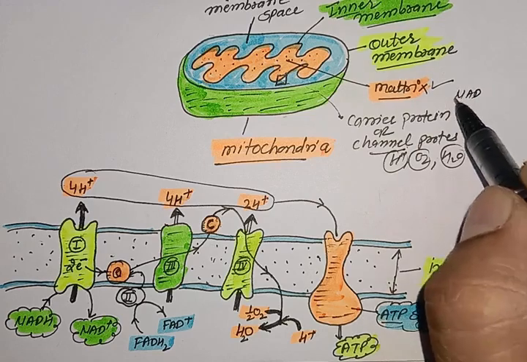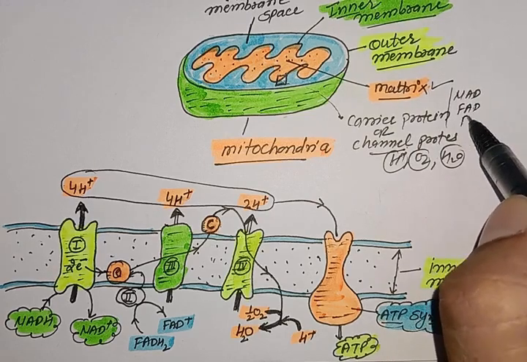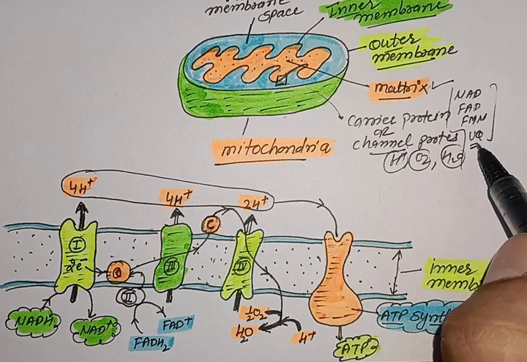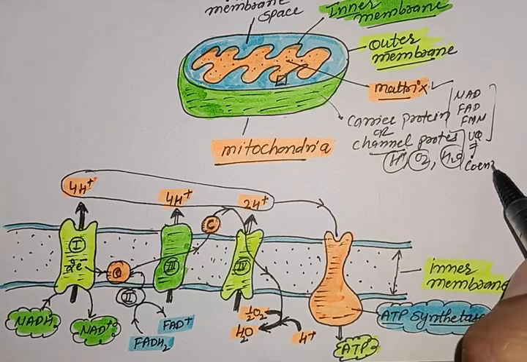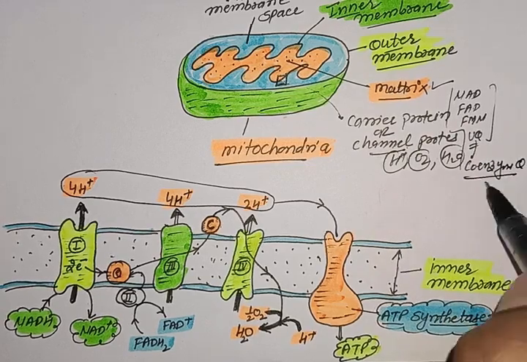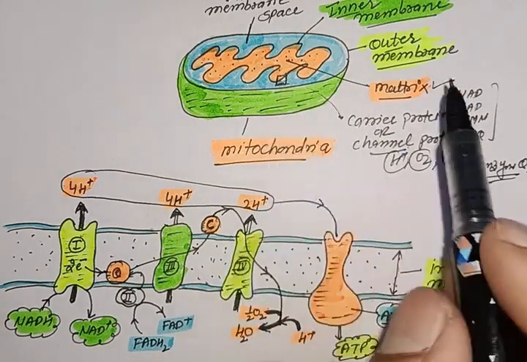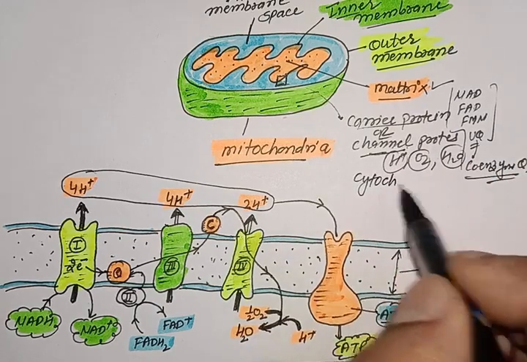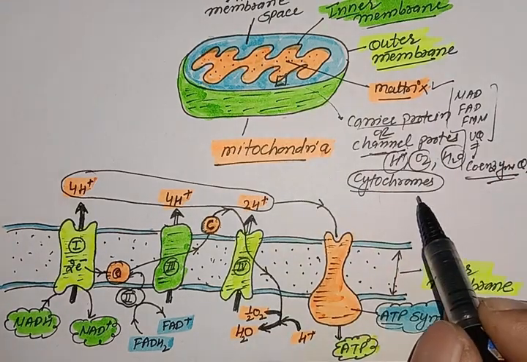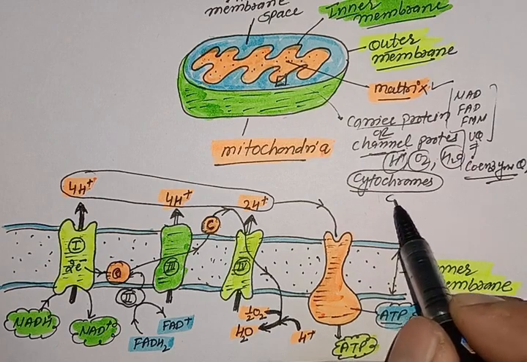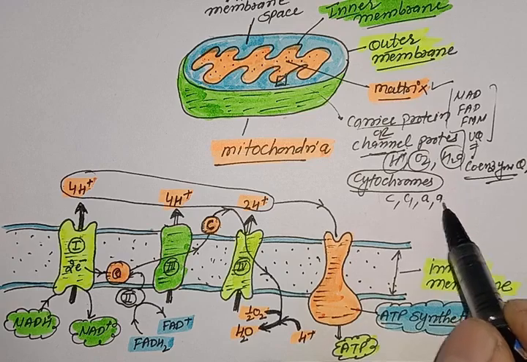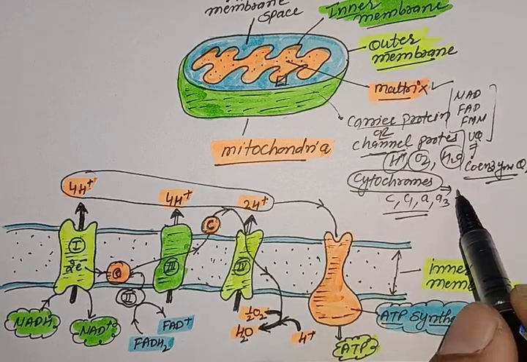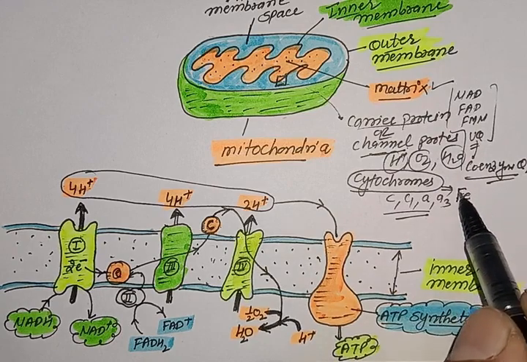This membrane also has many proton carriers, that is NAD, FAD, FMN, ubiquinone. All these are protein carriers. Ubiquinone is also called coenzyme Q. And this inner membrane also has many electron carriers like cytochromes. The cytochromes are of many types, that is cytochrome C, cytochrome C1, cytochrome A, cytochrome A3, like that.